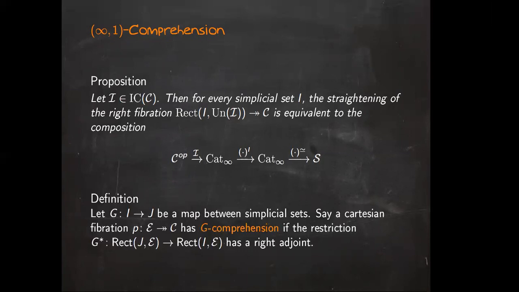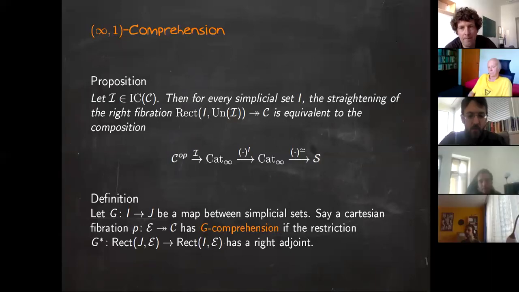All right. So having this at hand, then we can define the notion of G comprehension to be the data of a functor I to J. And then we say that a Cartesian fibration is G comprehension if the restriction of these between the rectangular diagram categories has a right adjoint. Now, this is what I mean by it's a rather opaque definition, right? How can we draw this back to what we were talking about before?